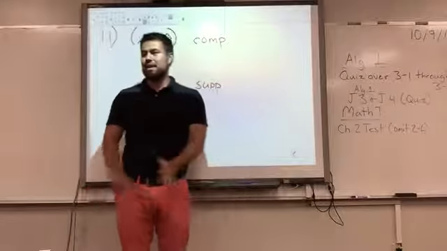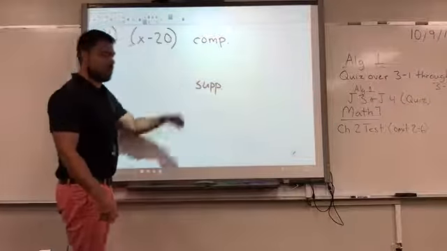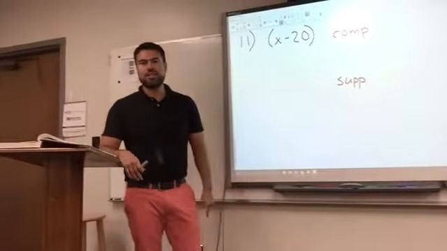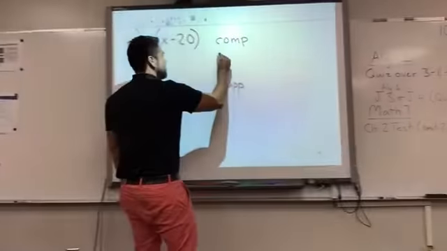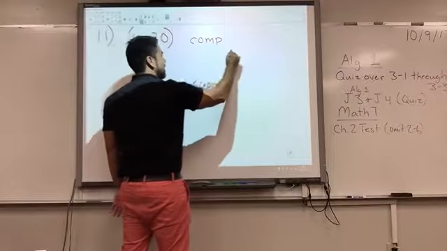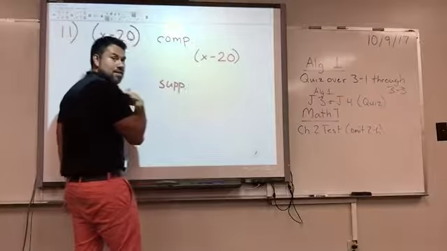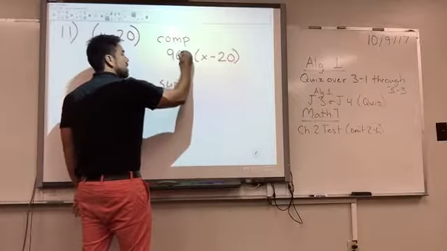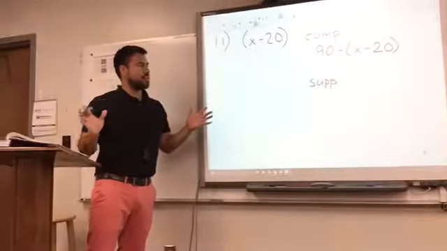All right. Anyway, can somebody tell me how to find the complement of this angle right here? Give me the process. Benton, what did you do? X minus 20 in the little parentheses. And then what do you do? 90 on the outside and the minus sign. Okay, so 90 minus (x minus 20). All right, that's how you start it off.